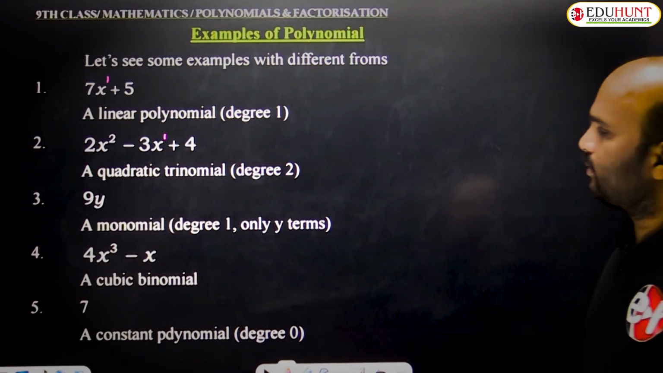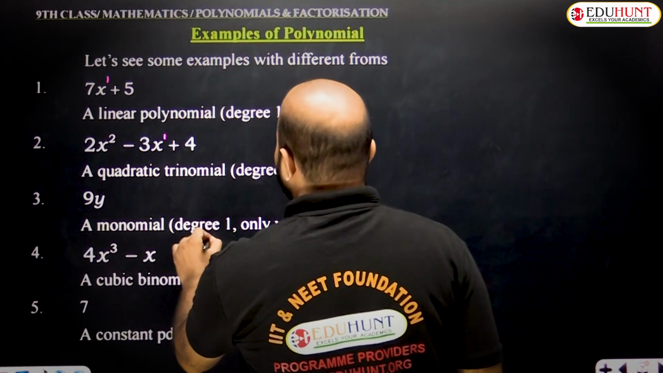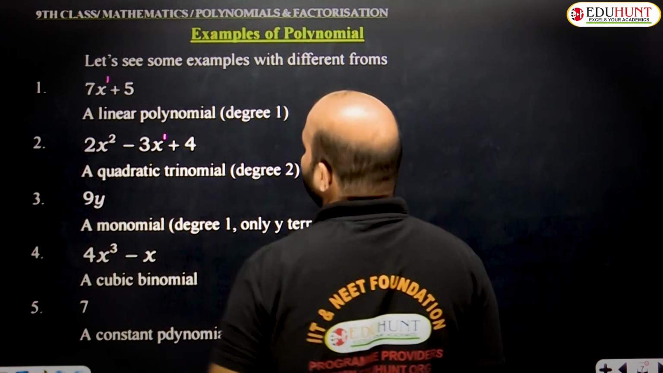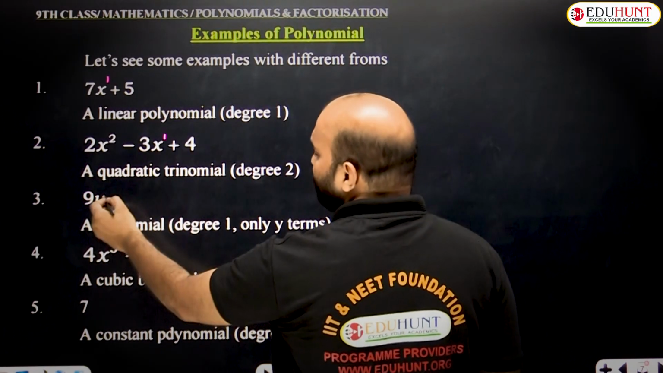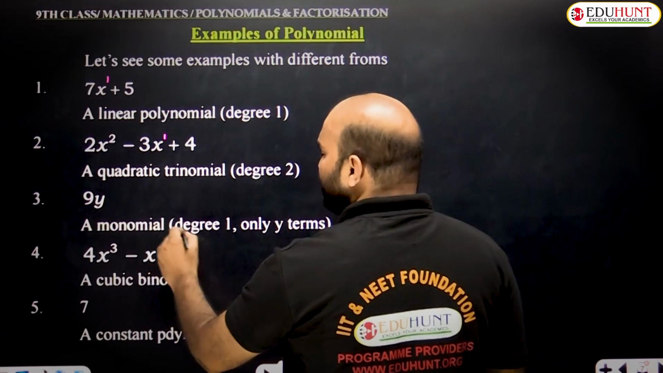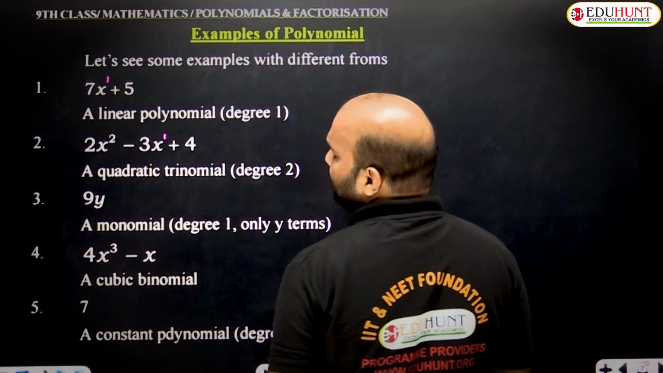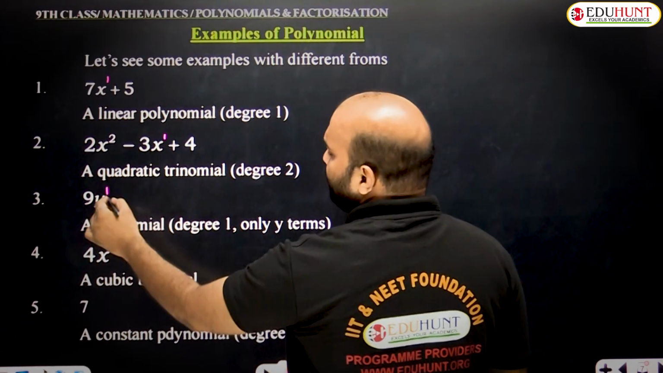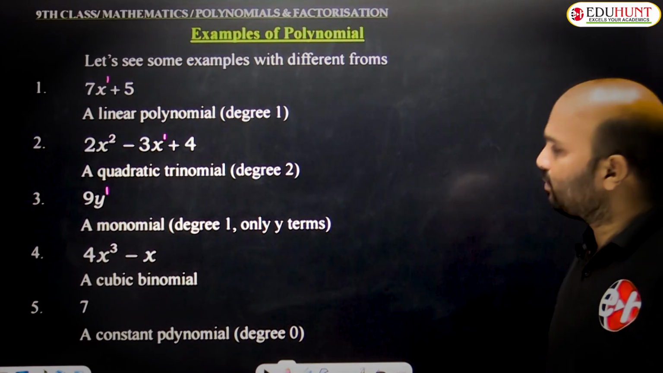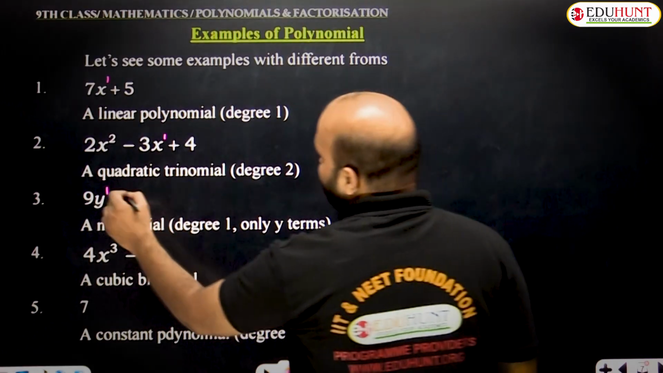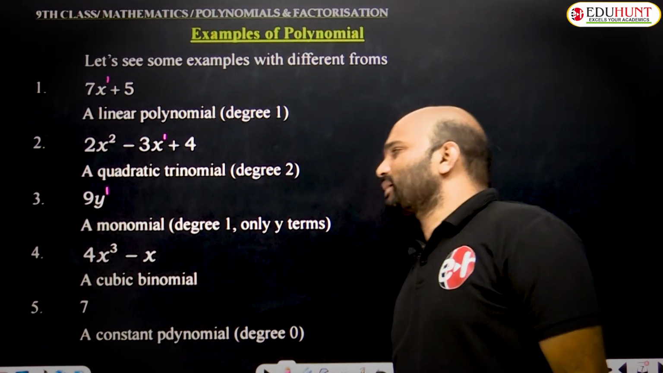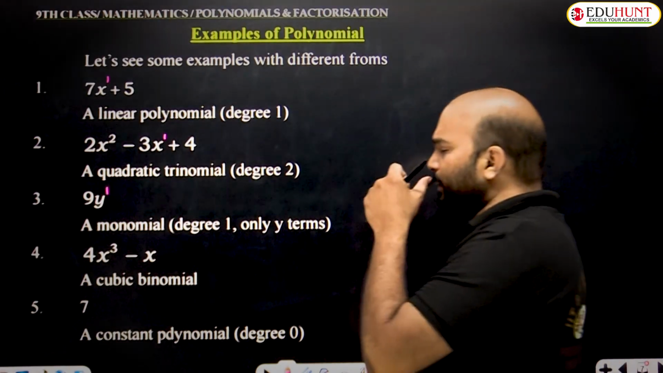Third, 9y. A monomial, degree is 1, only a y term. So clearly we need to understand that 9y is also a polynomial. It has only one term. A polynomial with one term is called a monomial. The degree is 1, because y is the variable and its power is 1. The highest exponent value is called the degree. Degree is 1. Next, the fourth one, 4x cube minus x, a cubic binomial.